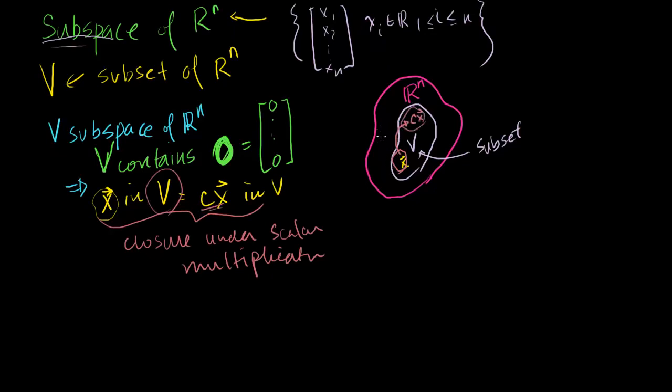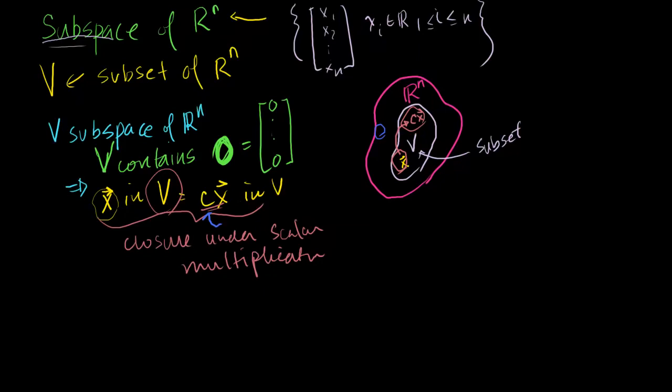If I multiply it by some scalar and I end up outside of my set, with some other vector that's not included in my subset, then this wouldn't be a subspace. In order for it to be a subspace, if I multiply any vector in my subset by a real scalar, I'm defining the subspace over real numbers, if I multiply it by any real number, I should also get another member of this subset. So this is one of the requirements.